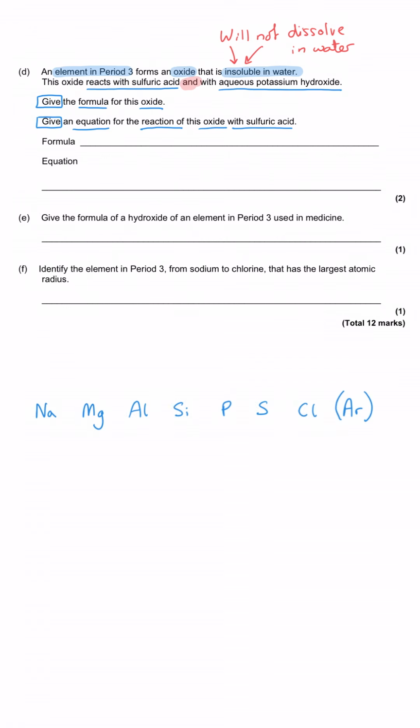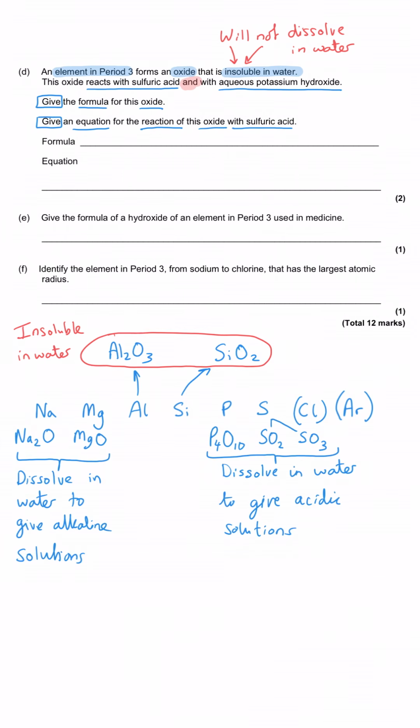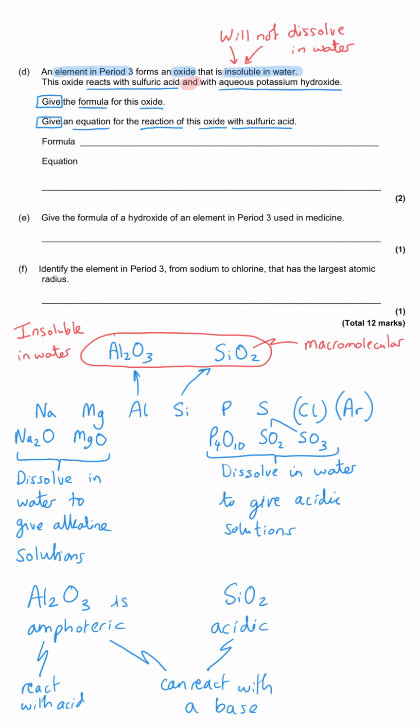Now this is a little bit of a sneaky question because there are actually two period 3 oxides that are insoluble in water, and they are silicon dioxide that we've just been thinking about, which is that macromolecular structure, and aluminium oxide. Now of those two, only one of those oxides is going to react with both sulfuric acid, in other words, the oxide can behave as a basic oxide, and with potassium hydroxide, which means that this oxide must be capable of behaving as an acid as well.